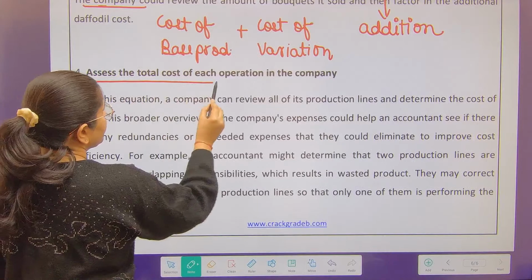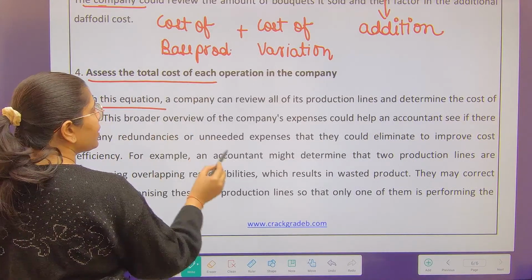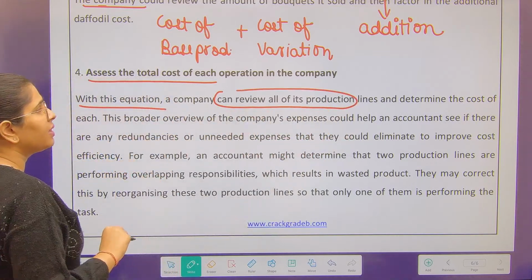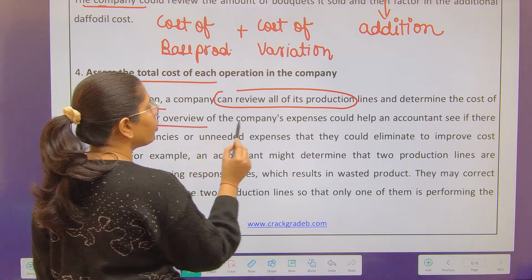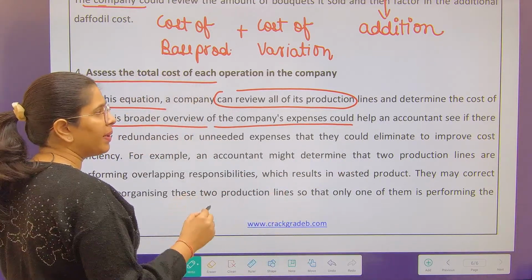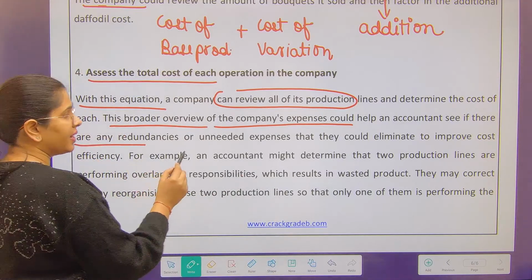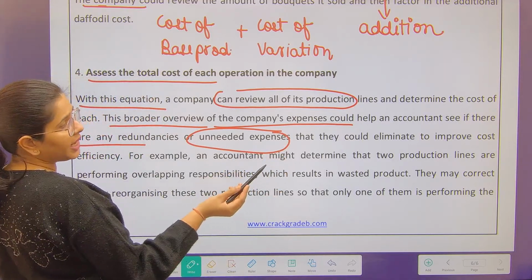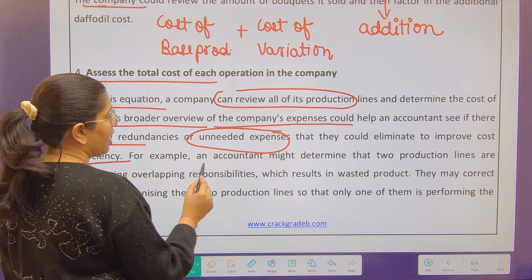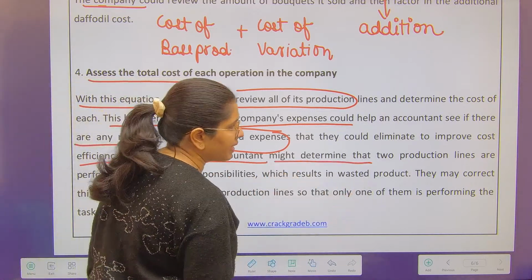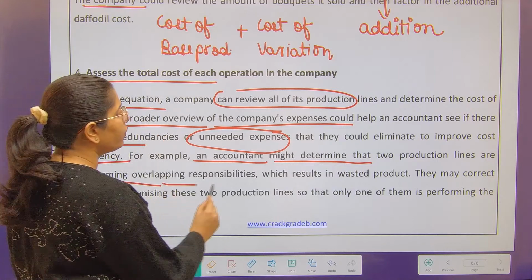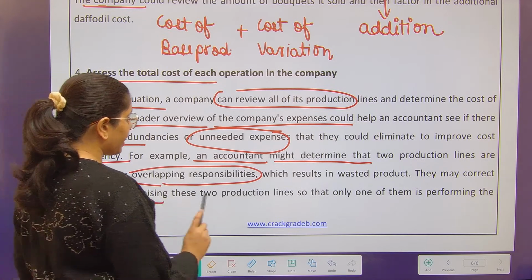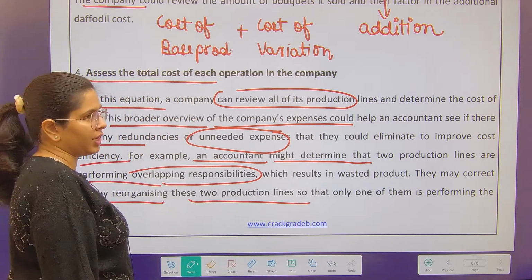Lastly, you will assess the total cost of operation. With this equation, a company can review all of its production line and determine the cost of each. This broader overview of the company's expenses could help an accountant see if there are any redundancies or unneeded expenses, that means inefficiencies, that they could eliminate to improve cost efficiency. For example, an accountant might determine that two production lines are performing overlapping responsibilities, which is resulting in wasted product. They may correct it by reorganizing the two production lines.